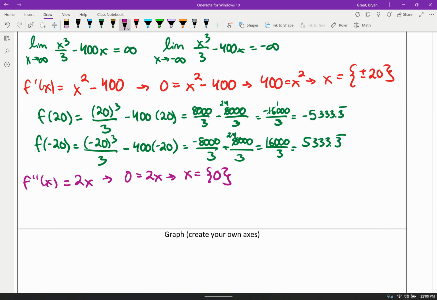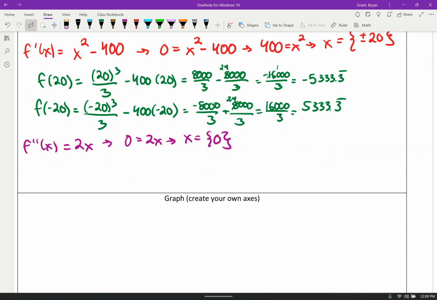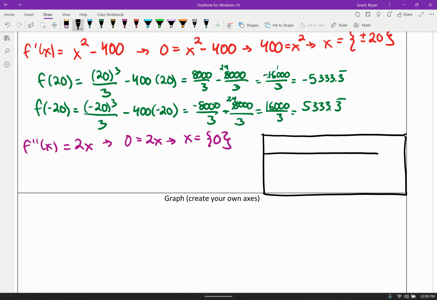But I think I am probably ready to make our sweet triple sign chart here. I don't have a ton of room, but I think I can probably make it work right around here. And we'll just split this into thirds. Then I'll zoom in to make sure it's viewable. Right? We're going to have qualities of f. We're going to have qualities of f prime. And, of course, our f double prime.